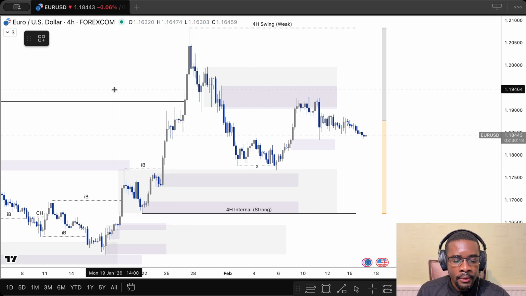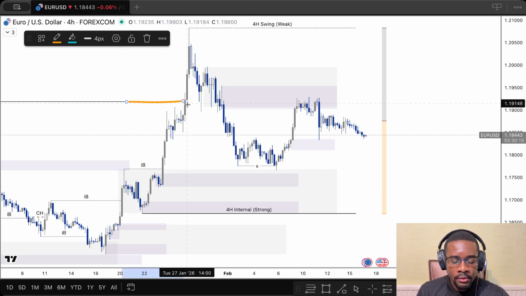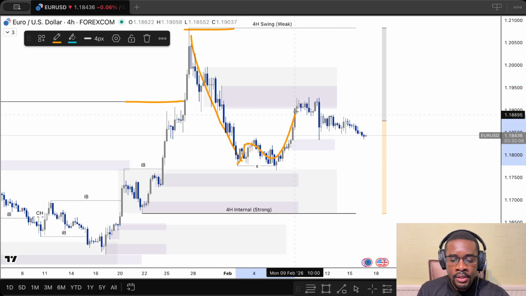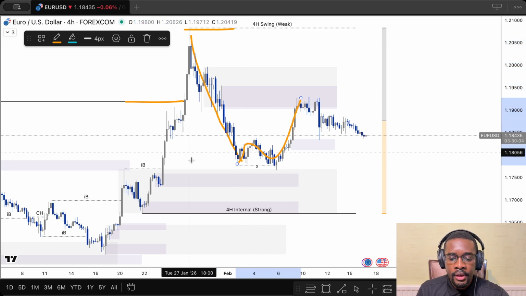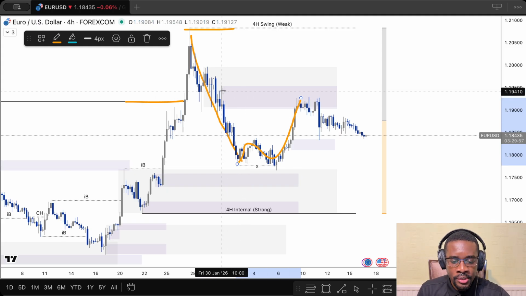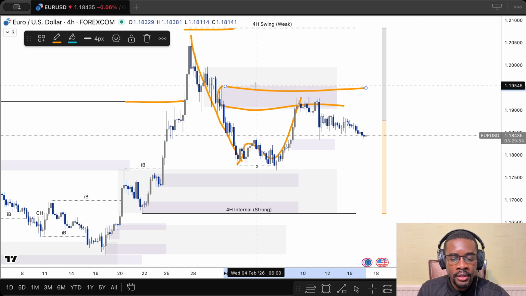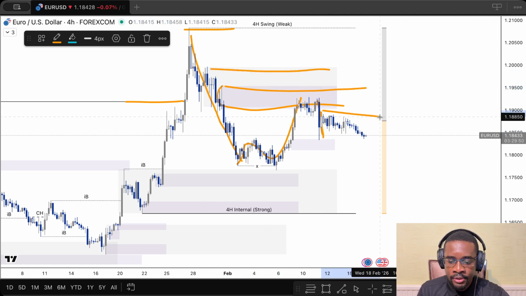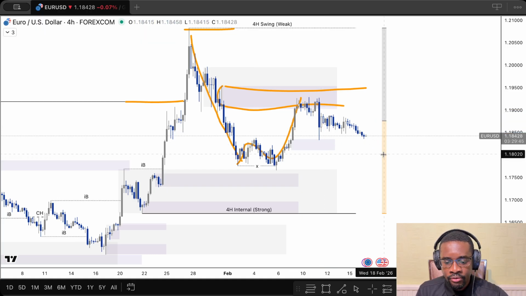So looking at the 4-hour, this was our swing break. This is our week high, because we've had this very strong pullback. And then we did have a retrace of this internal pullback. So now we've had this retrace into this 4-hour supply that is nested in this daily supply, and then we've had a reaction. From there, price action has been very, very slow.